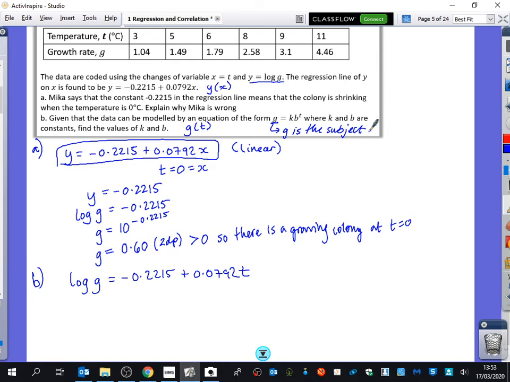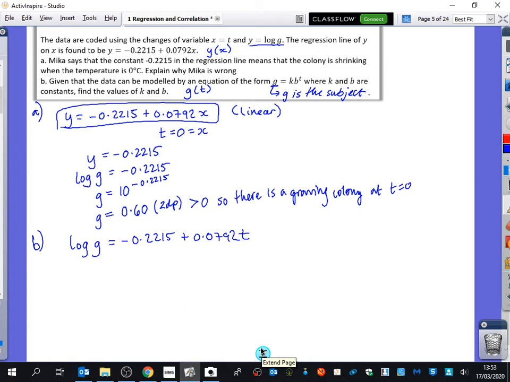What do I need to do to both sides? I need to say this is log of base 10. So g will be 10 to the power of minus 0.2215 plus 0.0792t. Do you notice how you have to do the whole thing on this right-hand side to the power of 10? You don't do that one to the power of 10 plus that one to the power of 10. The whole thing is the power. And so then you have to be careful with this. When you've added two powers together, how can you separate them? So good, it's 10 to the power of this one multiplied by 10 to the power of this one.